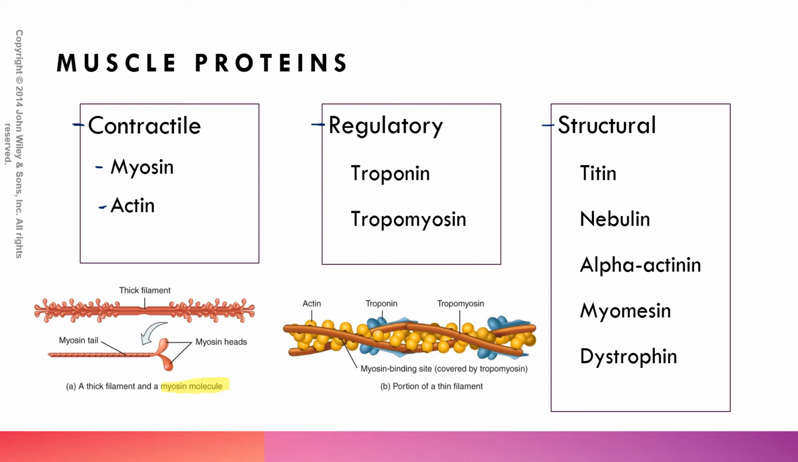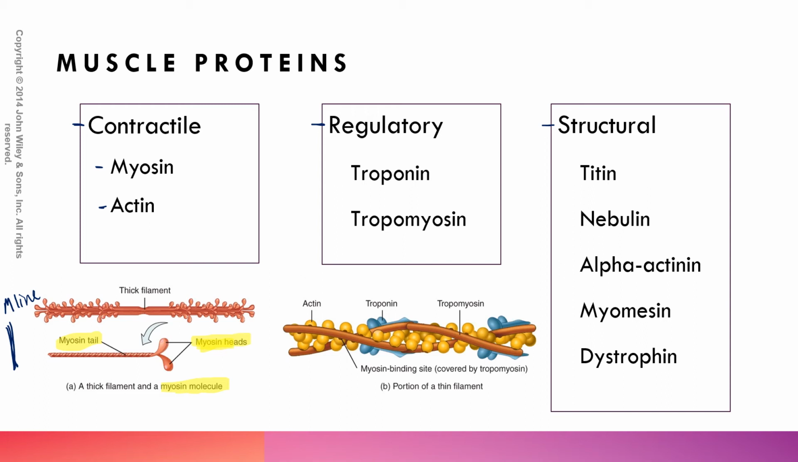Each myosin molecule is kind of shaped like two golf clubs that are twisted together. You have the myosin tail, which kind of looks like the twisted golf club handles, and this points toward the M line. And this is, remember, the center of the sarcomere. And then the two projections of each myosin molecule, these are called the myosin heads, kind of like the golf club heads.